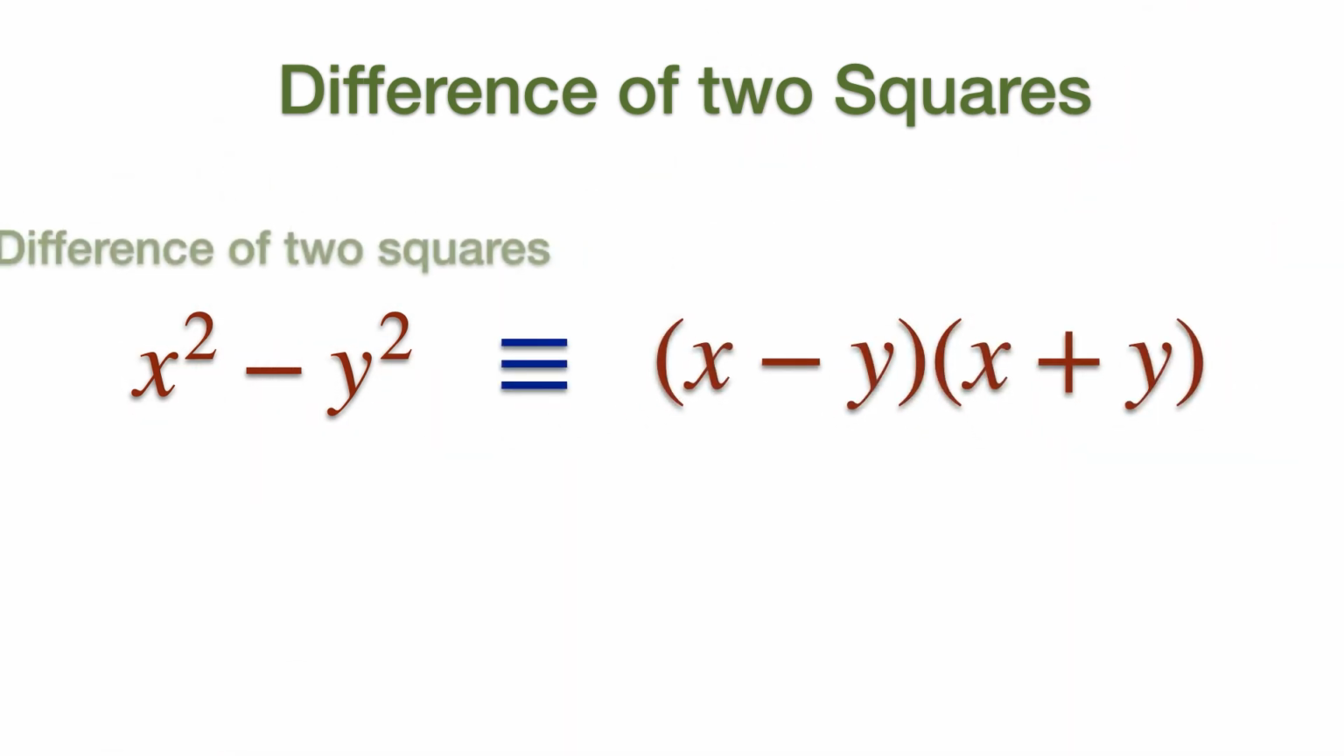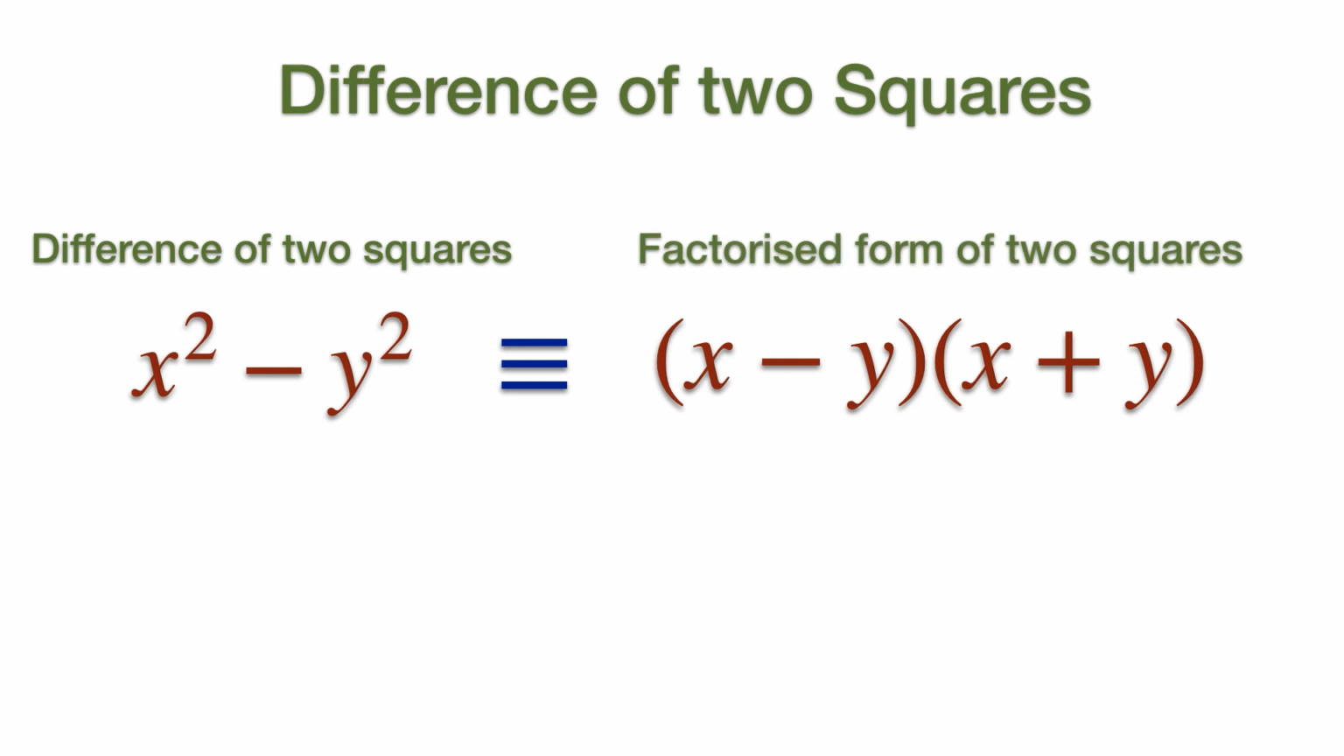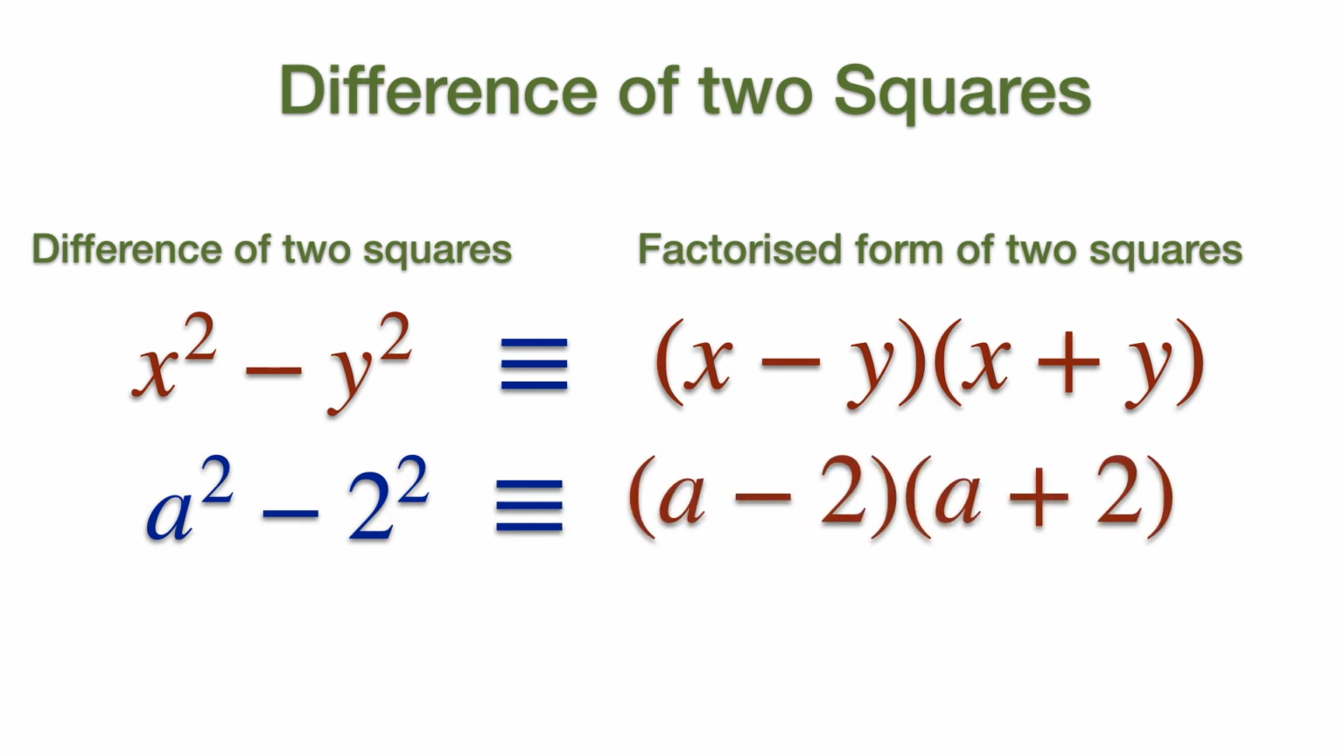This identity can be used to factorize other expressions that can be written as the difference of two squares. For example, a squared minus 4 can be written as a squared minus 2 squared, as 2 squared is equal to 4. This is a difference of two squares, and we can simply factorize using the identity to give us a minus 2 and a plus 2.